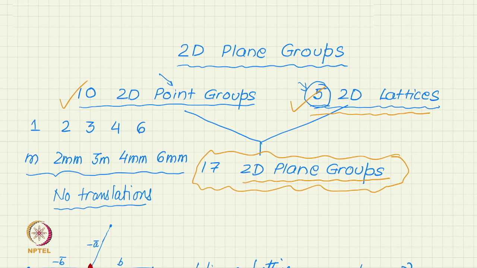Now what are these 17 two-dimensional plane groups? Only 17 different ways in which a periodic pattern in 2 dimensions can have its symmetry. So, a periodic pattern, any periodic pattern, whether it is a floor tiling or a textile pattern or a 2-dimensional crystal like graphene.